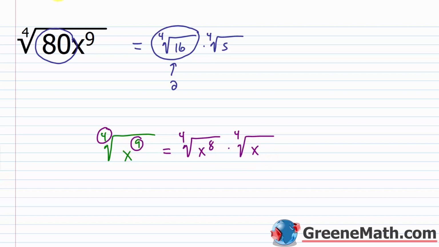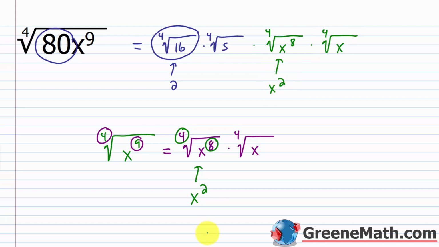Now, I can either use exponents, or again, I can just divide this by this. 8 divided by 4 is 2, so this would end up being x squared. Okay? So put times the 4th root of x to the 8th power times the 4th root of just x. And again, this guy is going to simplify to x squared.